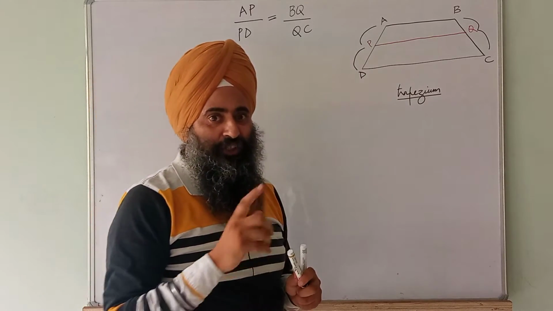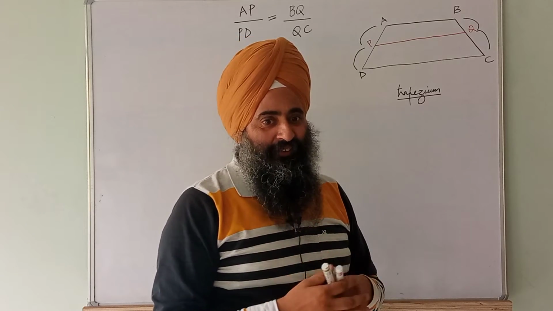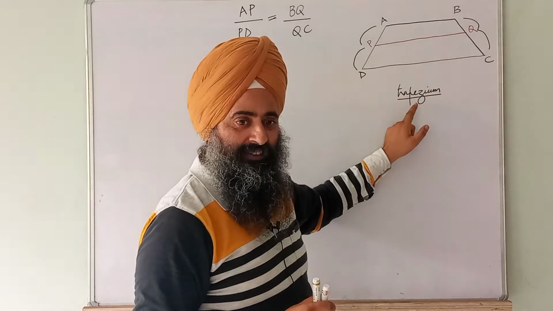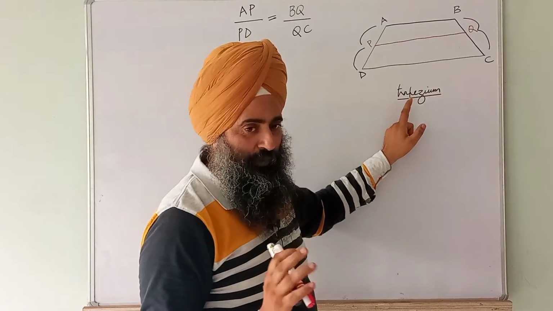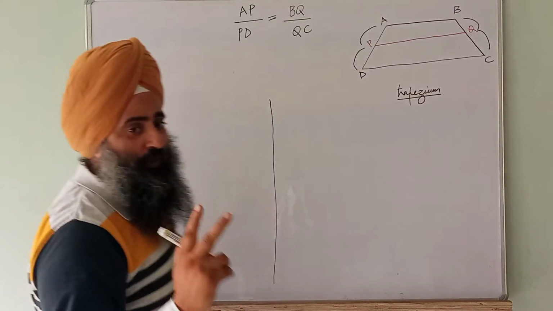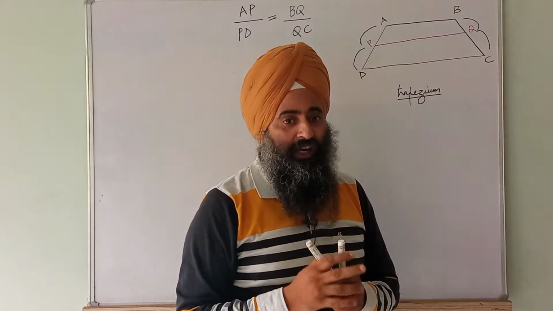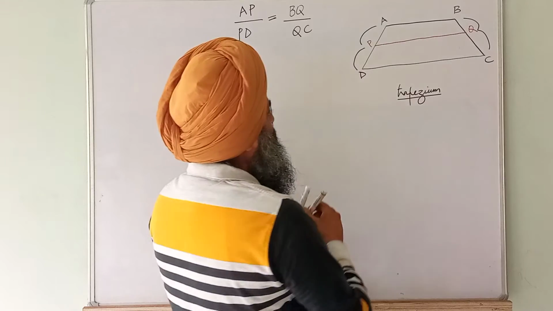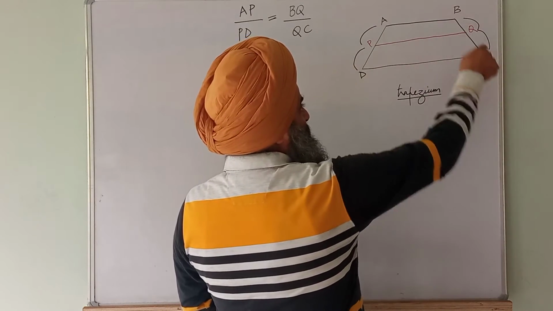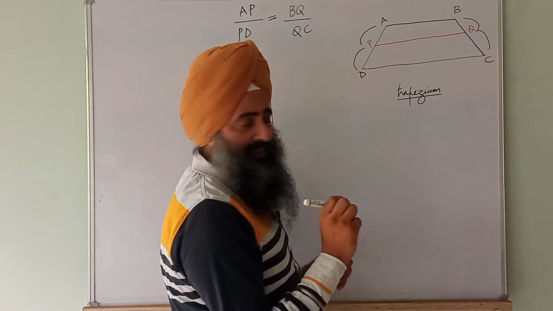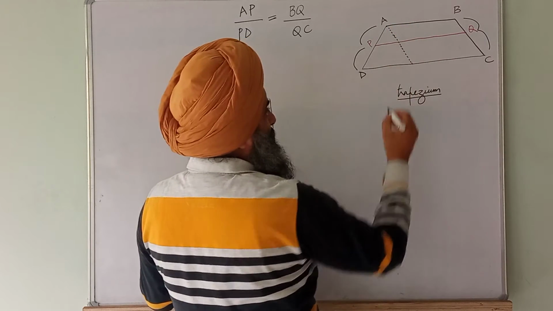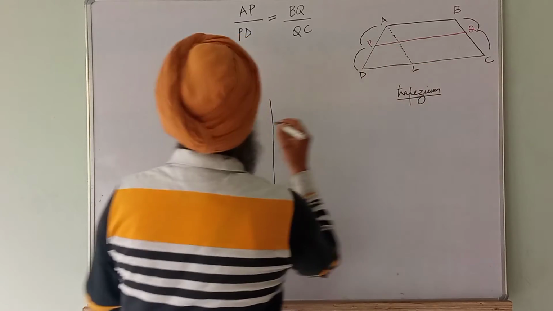This kind of ratio we know in a triangle. We don't know how to prove this ratio in a trapezium. We will prove it today, in two ways. Number one, a very easy way. This is BC. We will do some construction. What is the construction? We will draw a line parallel to BC, let's say AL.